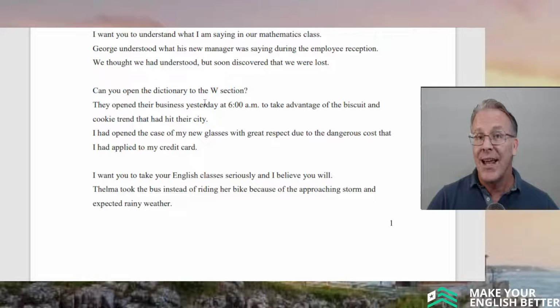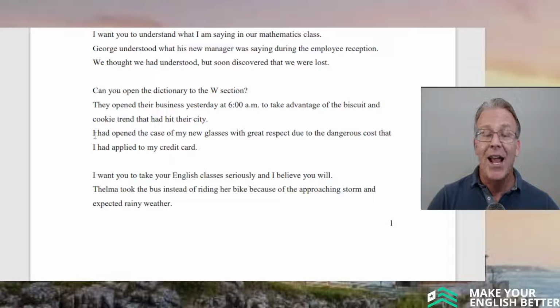Can you open the dictionary to the W section? W, this is a letter in the alphabet, okay? They opened their business yesterday at 6 a.m. to take advantage of the biscuit and cookie trend that had hit their city. So a trend is something that's popular. It's in fashion.